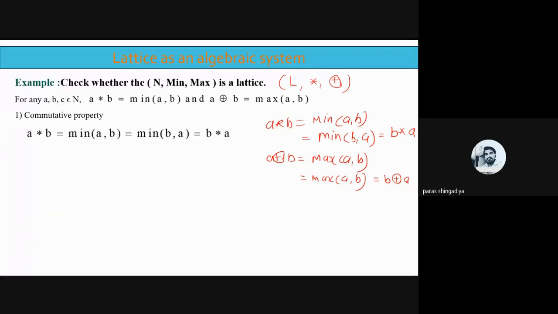So here A star B can be defined as the minimum of A, B, which is the same as the minimum of B, A, and that is equal to B star A. And A ring sum B is equal to the maximum of A, B, which is equal to the maximum of B, A, and that is equal to B ring sum A. Clear? The first property is complete, and now let us check the second one, that is the associative property.